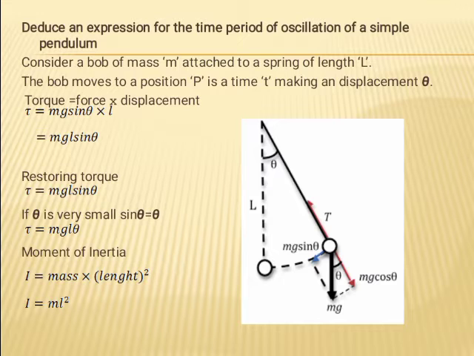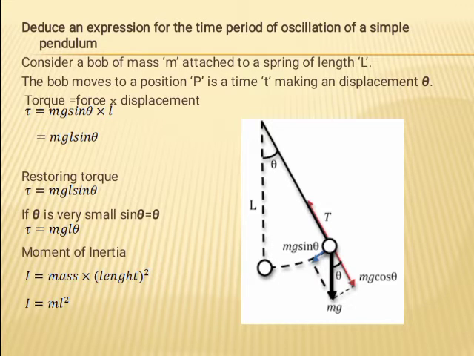So we studied about the total energy of a particle executing simple harmonic motion, and also we understood how to derive an expression for the time period of oscillation of a loaded spring. In today's class, we will be studying how to deduce an expression for the time period of oscillation of a simple pendulum. We are going to find out how much time a simple pendulum takes to complete one complete oscillation.